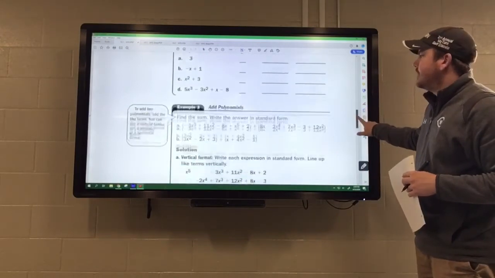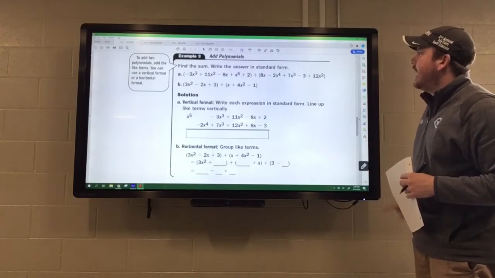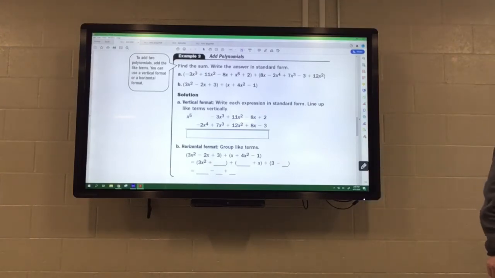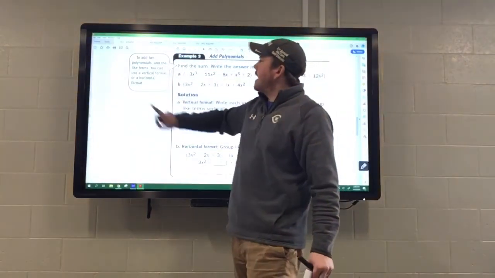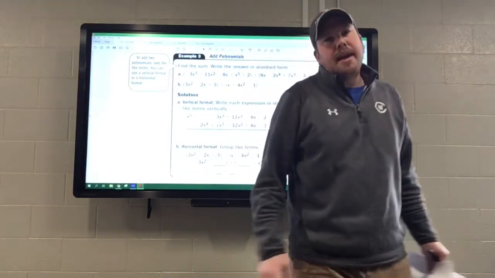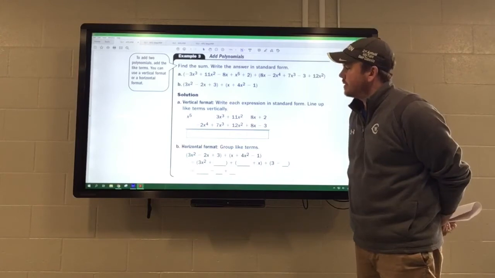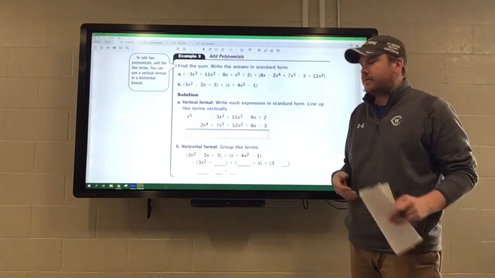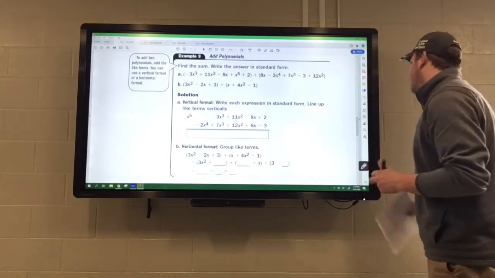So let's move down to example 3, where we are going to be adding polynomials. Now, we have 2 different ways that we can add these polynomials. They are going to show us the vertical format and the horizontal format, and I'm going to let you decide which one you like best. I want you to try both in the homework, but when it comes time to take a quiz or a test, I'm going to let you decide which one you want to use. But let's show you both anyway.